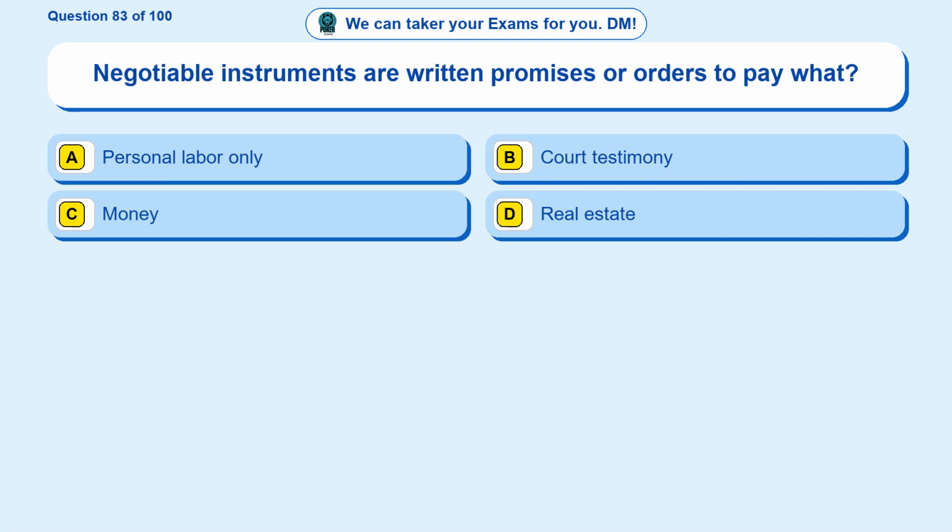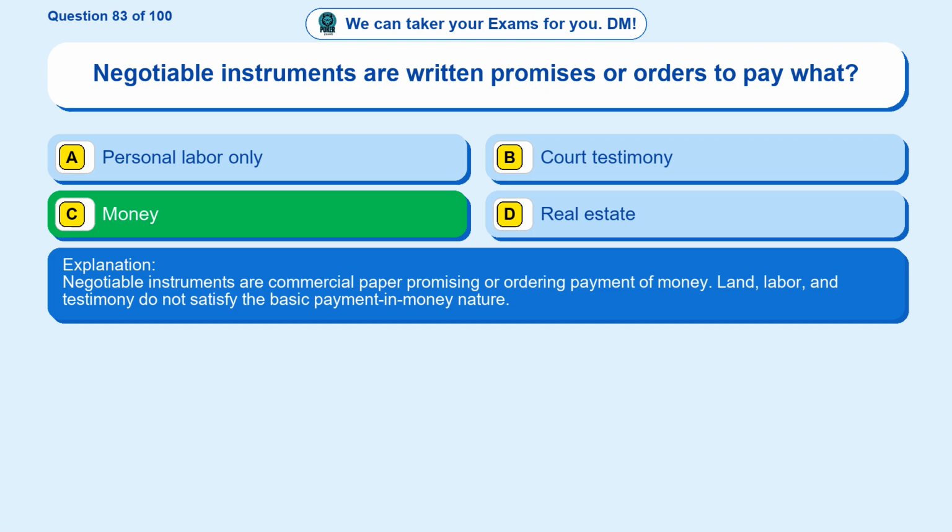Question 83. Negotiable instruments are written promises or orders to pay what? Option A, personal labor only. Option B, court testimony. Option C, money. Option D, real estate. The correct answer is option C, money.